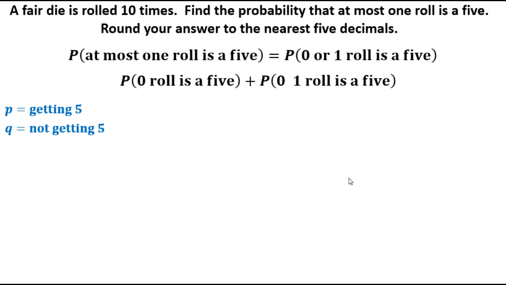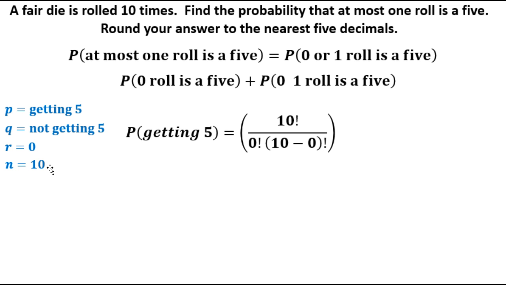Our R value in this case would be 0. We're focusing on this one first. We want to roll a 5 0 times, and our N is going to be 10, meaning 10 times that we're going to roll this die. So we're trying to find the probability first of getting a 5, and we want to do that 0 times. When we roll this 10 times, we want to get a 5 0 times. So the combinations that we'll do here is 10 choose 0. We're going to roll it 10 times, and 0 of those are going to be our 5s.